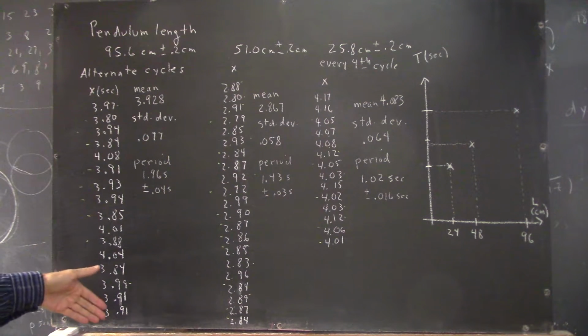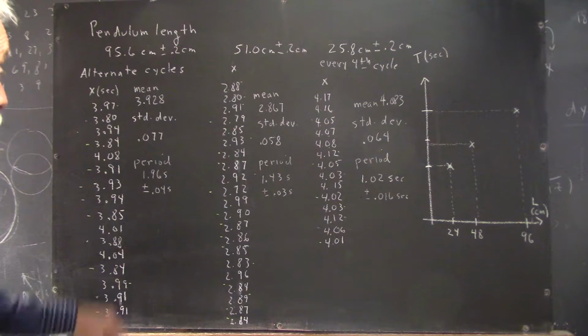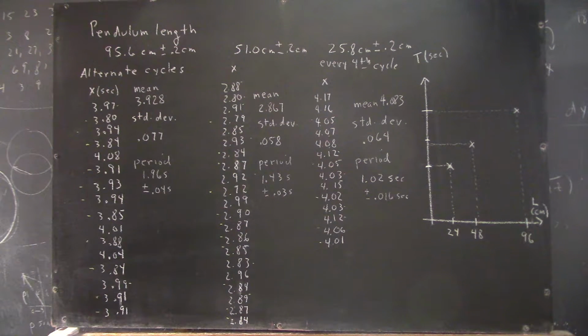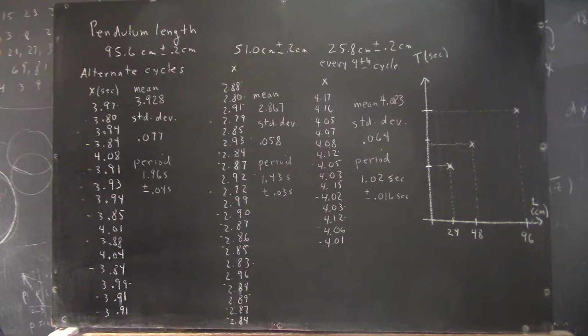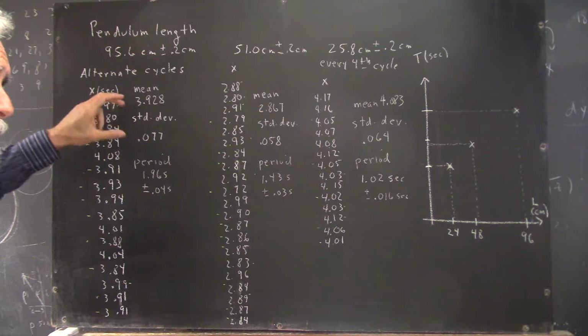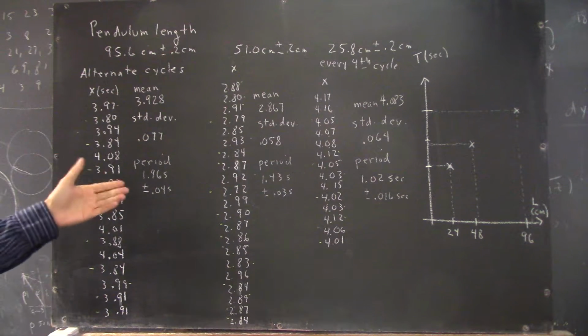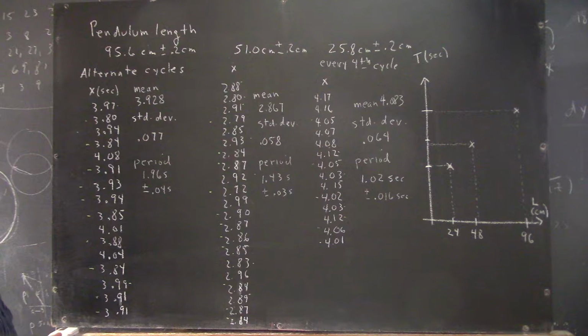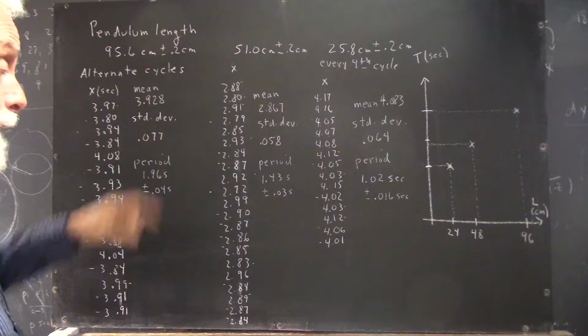Taking the mean, I find the mean is 3.928. I then calculate the standard deviation, assuming these times are normally distributed. The standard deviation gives me an estimate of my typical uncertainty in measuring these times, because I want to know just how certain my results are. I got a standard deviation of 0.077.